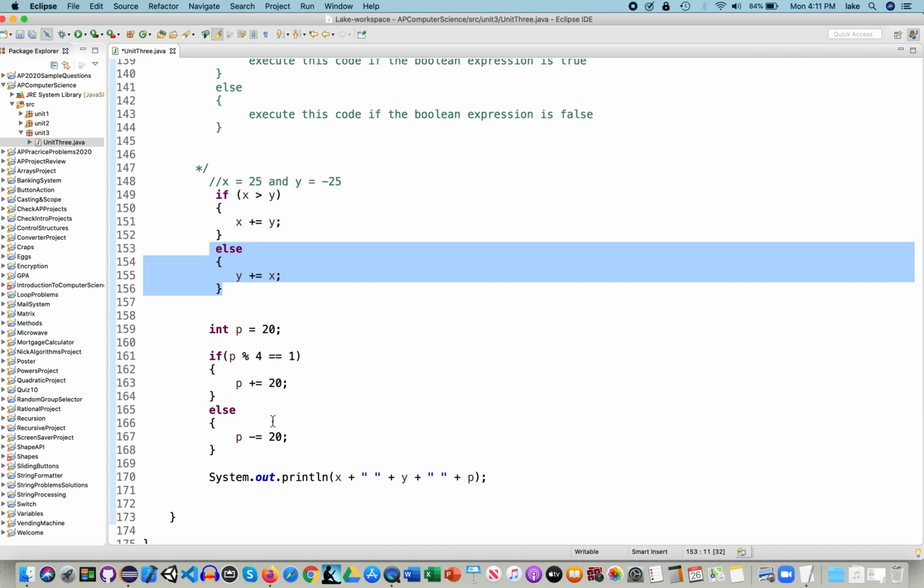Okay, double selection doesn't mean both run. Double selection means we have two possible outcomes, but only one of them would work. Always, only one of them would work.